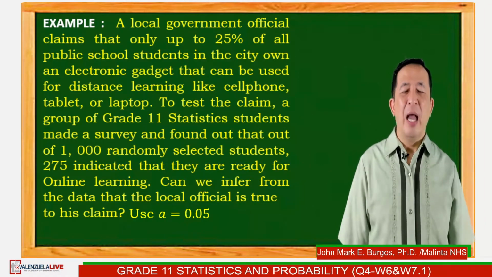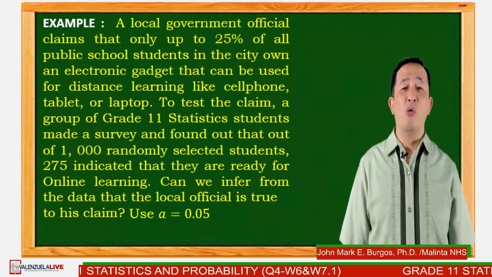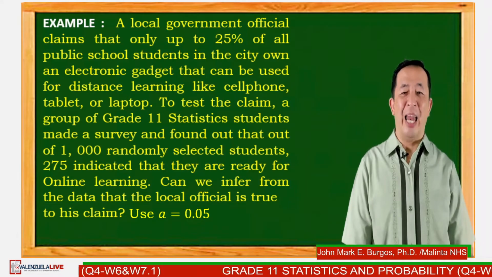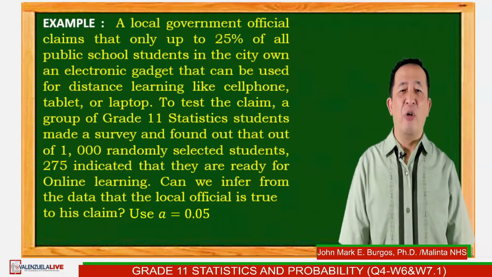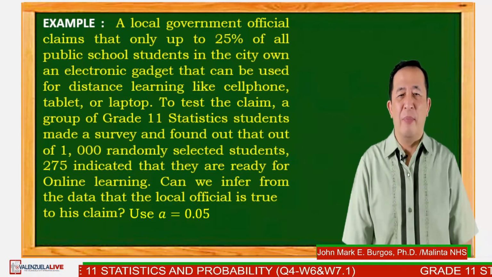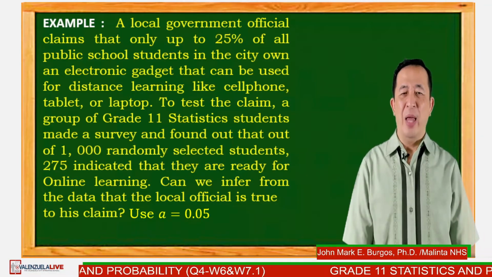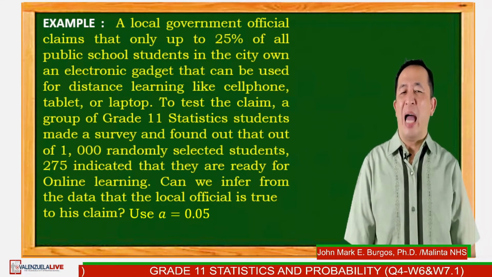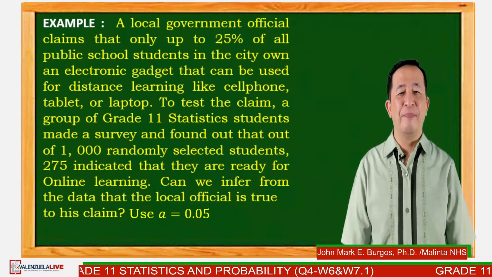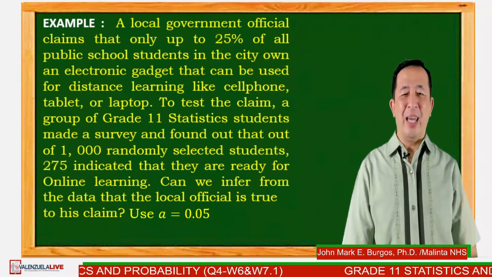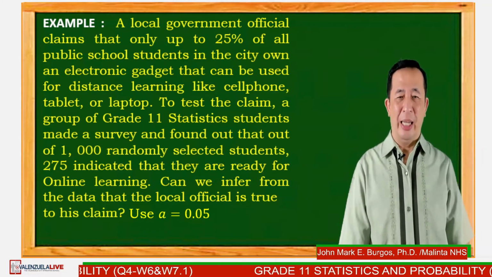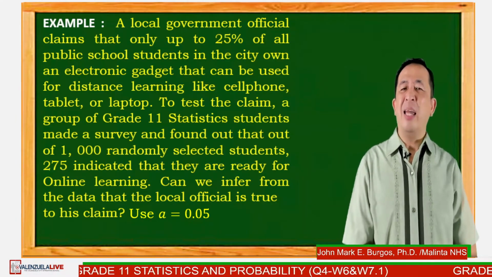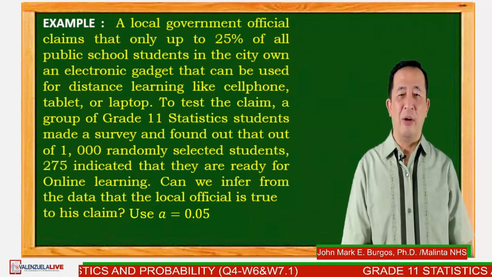Let's have an example. A local government official claims that only up to 25% of all public school students in the city own an electronic gadget that can be used for distance learning, like cell phones, tablets, or laptops. To test the claim, a group of statistics students made a survey and found out that out of 1,000 randomly selected students, 275 indicated that they are ready for online learning. Now, can we infer from the data that the local official is correct in this claim? Let us use alpha equal to 0.05.